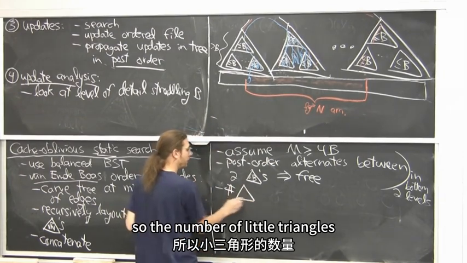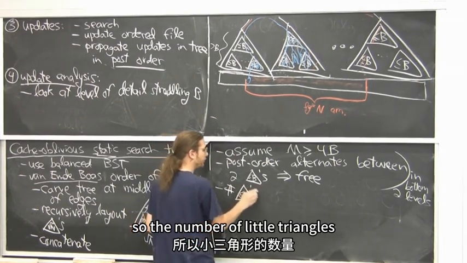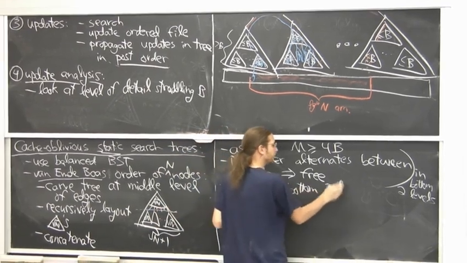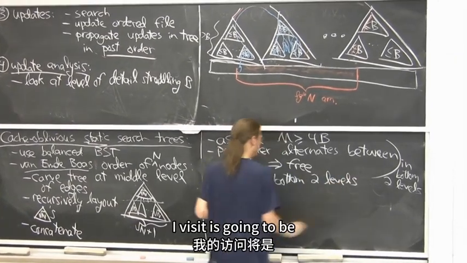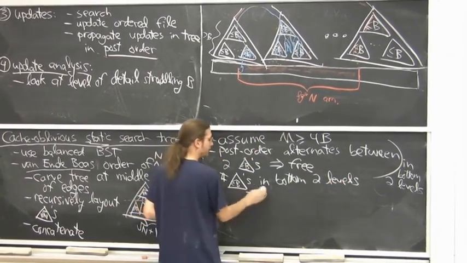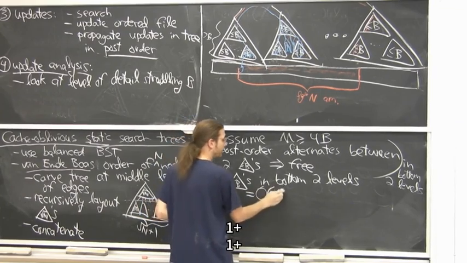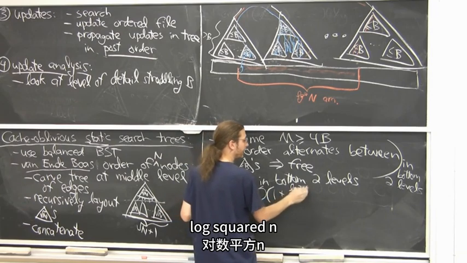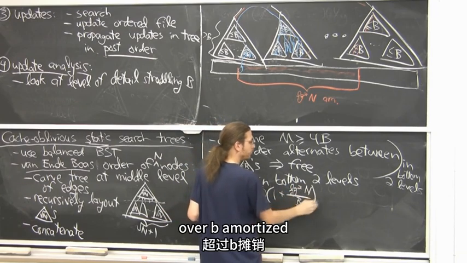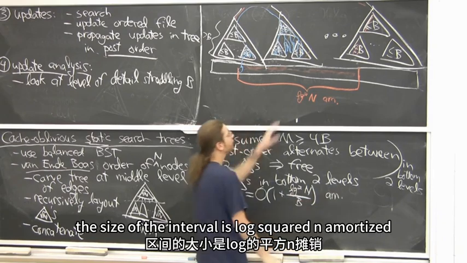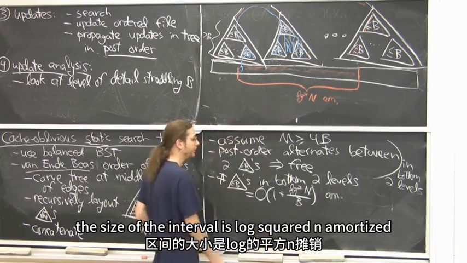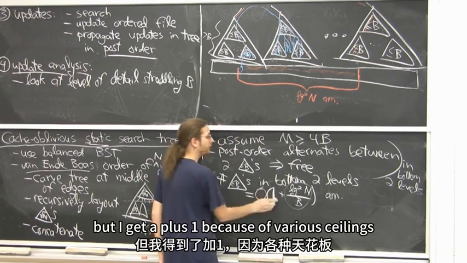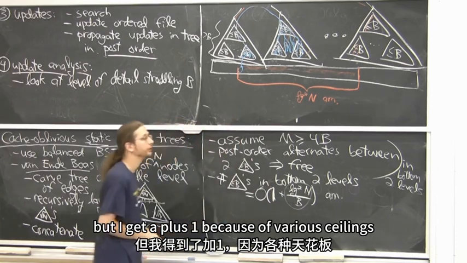So the number of little triangles in the bottom 2 levels that I visit is going to be 1 plus log squared n over b amortized. The size of the interval is log squared n amortized. So this would be if I'm perfect, but I get a plus 1 because of various ceilings.